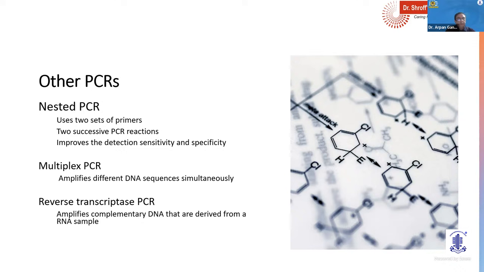Multiplex PCR, as is clear from the name, amplifies different DNA sequences simultaneously. And of course, the reverse transcriptase PCR, which amplifies complementary DNA derived from an RNA sample. So 18S, the core component of the 40S, is used for fungi and acanthamoeba, while the 16S, the core component of the 30S, which is highly conserved in bacteria, is used for PCR for bacterial keratitis.